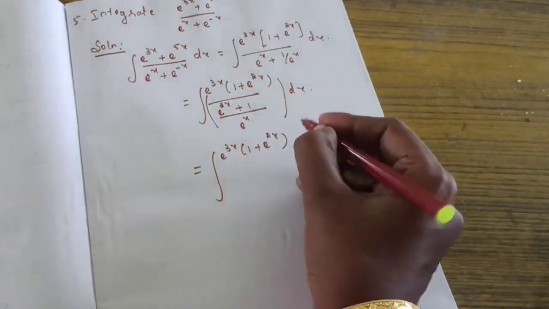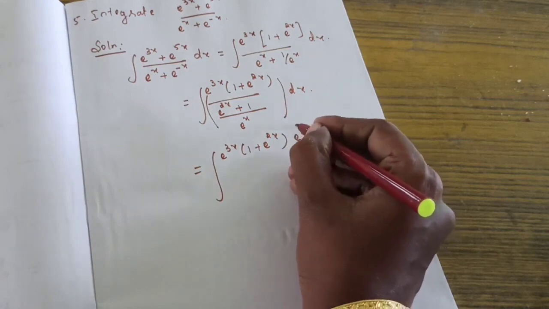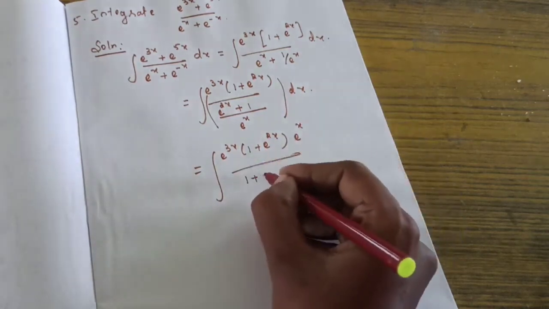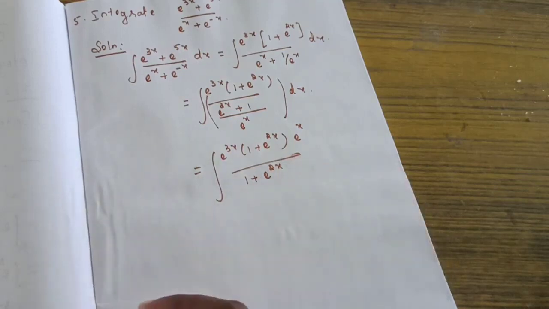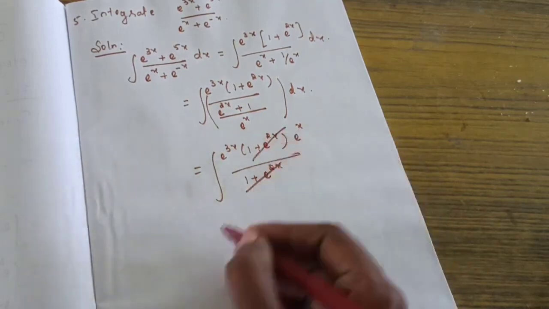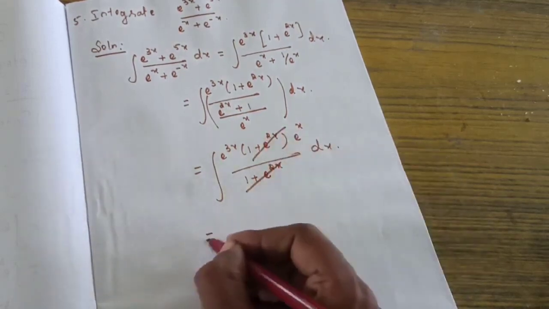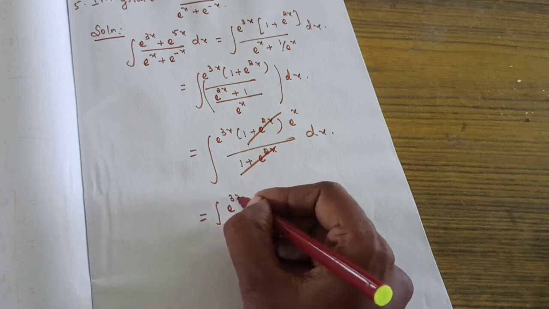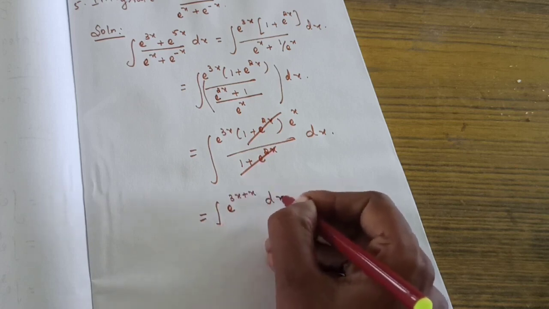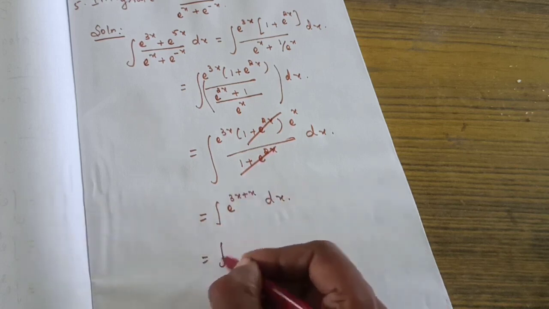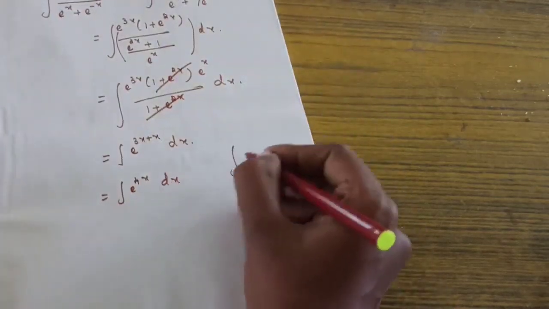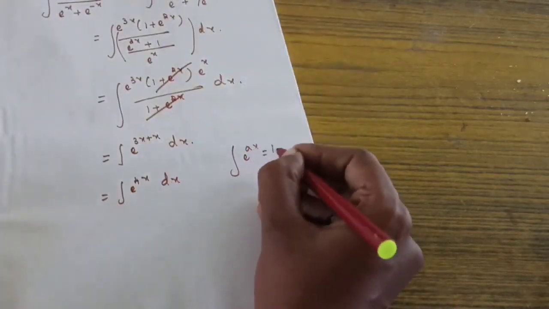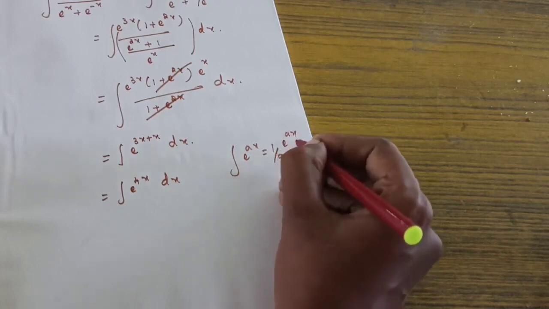So when you are bringing this term to the numerator, what will happen? This also into e power x divided by 1 plus e power 2x. Correct? So this term and this term will get cancelled, dx. So what is e power 3x into e power x? Base same means we will add the powers. Is it right? So e power 3x plus x dx. So what's the balance? Integration of e power 4x. What's the formula for integration of e power ax? It is equal to 1 by a into e power ax plus c.